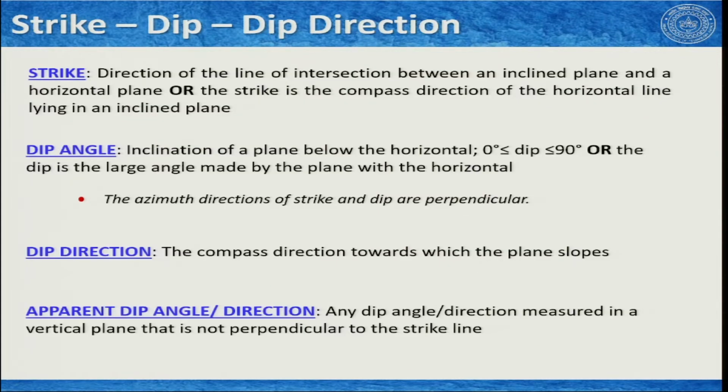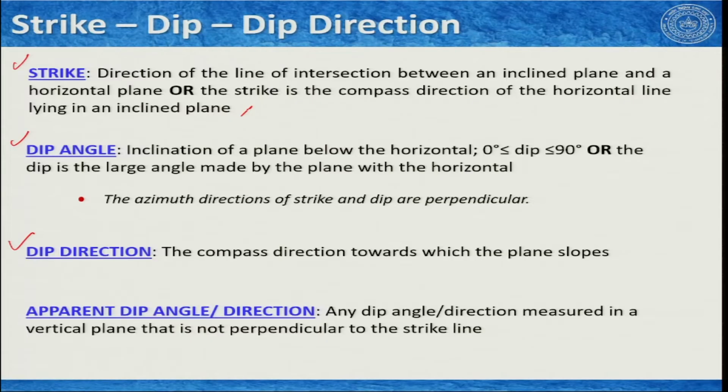To define these things, we have definitions here: strike, dip angle, and dip direction. Sometimes you get sections in a different way, where you cannot measure the dip along a vertical direction. This time we call it apparent dip. With different apparent dips, you can actually get the true dip. This has been taught in the structural geology course, so you can go and refer to that. I am not reading all these things here, but you can go through this.